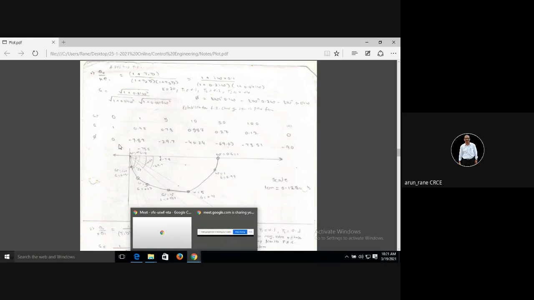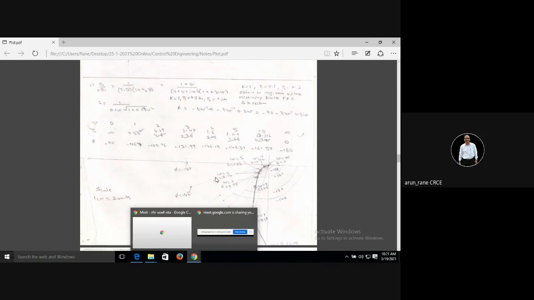Now omega, you have to simply write here. Omega is equal to 0. That is, this is a point at which omega is 0, g is 1 and phi is 0. This is a point at which omega is 1 and the value of g is 0.78. Do you understand this? And so on. This is what is called the polar plot.